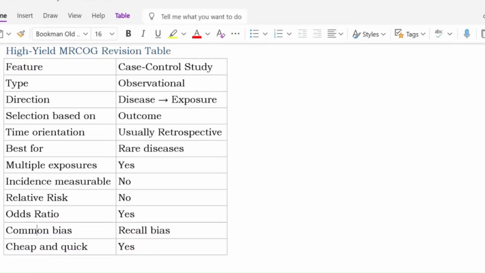So take home message is case control study is an observational study. Direction is from disease to the exposure. Selection is based on the outcome. It is usually retrospective. It is best for rare diseases. Multiple exposures can be found out. Incidence cannot be calculated. Relative risk cannot be calculated. Odds ratio will be calculated. Common bias is recall bias, but it is a cheap and quick study design.